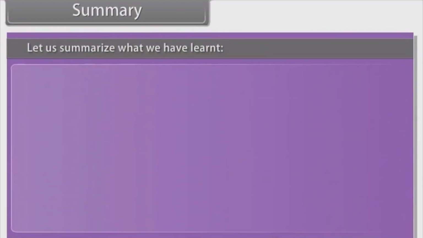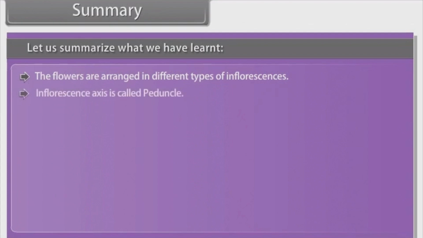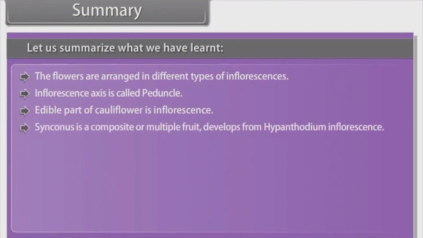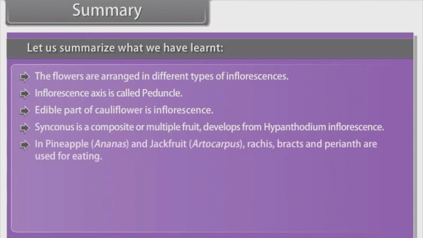Summary. Let us summarize what we have learned. The flowers are arranged in different types of inflorescences. Inflorescence axis is called peduncle. Edible part of cauliflower is inflorescence. Sorosis is a composite or multiple fruit, develops from hypanthodium inflorescence. In pineapple, ananas, and jackfruit, artocarpus, rachis, bracts, and perianth are used for eating.